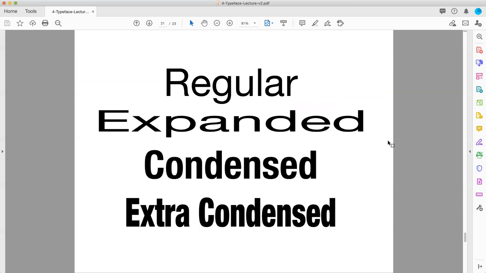So there are different things you can do to a typeface. You can have a font family that has multiple versions of itself available within. You can have it regular. You can have expanded, where it's stretched out, condensed, where it's squished together. You can see the circles used to be rounder, now they're a little bit more elliptical. And you can have extra condensed, which is even more so.